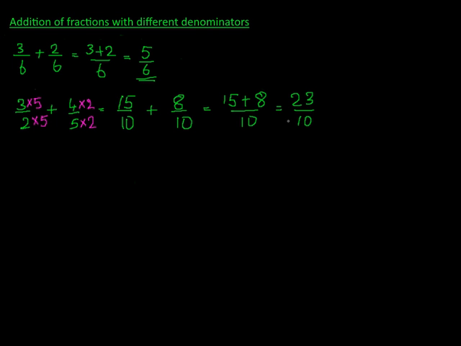Now if I want to convert it to a mixed number, I can do that. 10 goes into 23 two times with a remainder of 3 over 10. That's my answer.